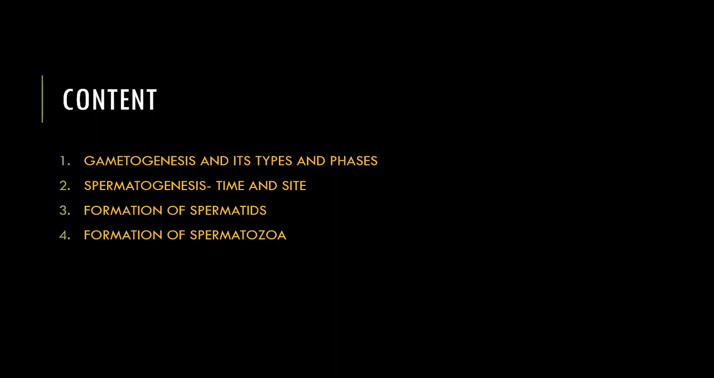First, we'll talk generally about gametogenesis and its types and phases. Then we'll talk about the time and site of spermatogenesis. Then in the next section we'll be covering the formation of spermatids, and then in the last section we'll be covering the formation of spermatozoa from those spermatids.